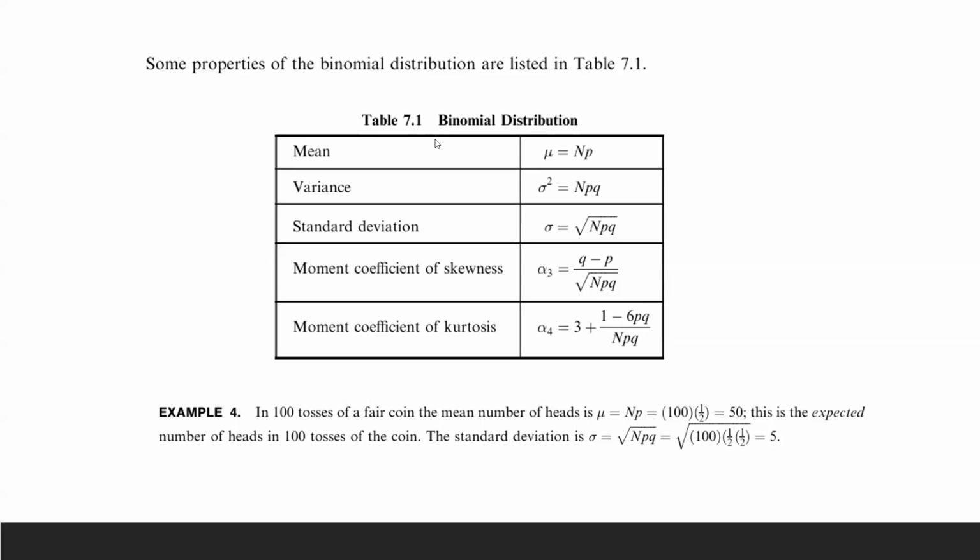Can you understand this concept and how to calculate mean value from binomial distribution? Are you here? Yeah, okay, good.